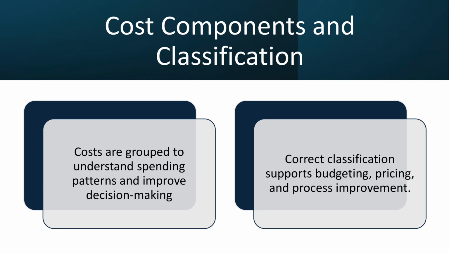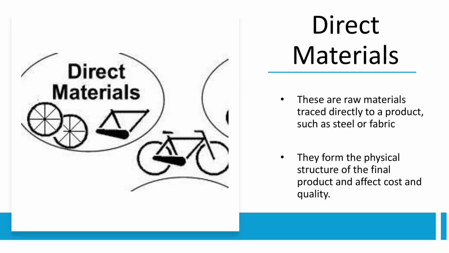The first major area in KTO1 is understanding the components and classifications of cost. Let's begin with elements of cost. Every production system uses three main elements. 1. Direct materials. These are raw materials that can be clearly traced to the finished product. Examples include steel in an automotive part, fabric in clothing, or chemicals in detergent.